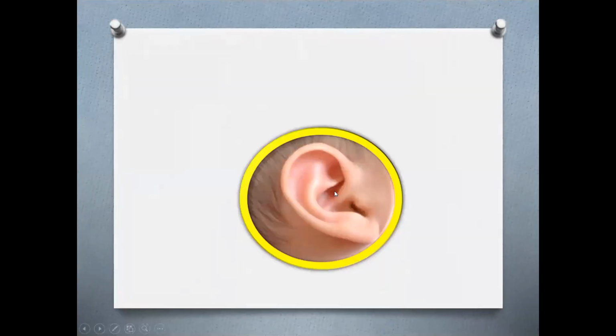Next, what picture is this? Yes, very good. Ear. This picture of ear. You're going to spell E-A-R. Read ear. You can read Thai, see this picture and understand.